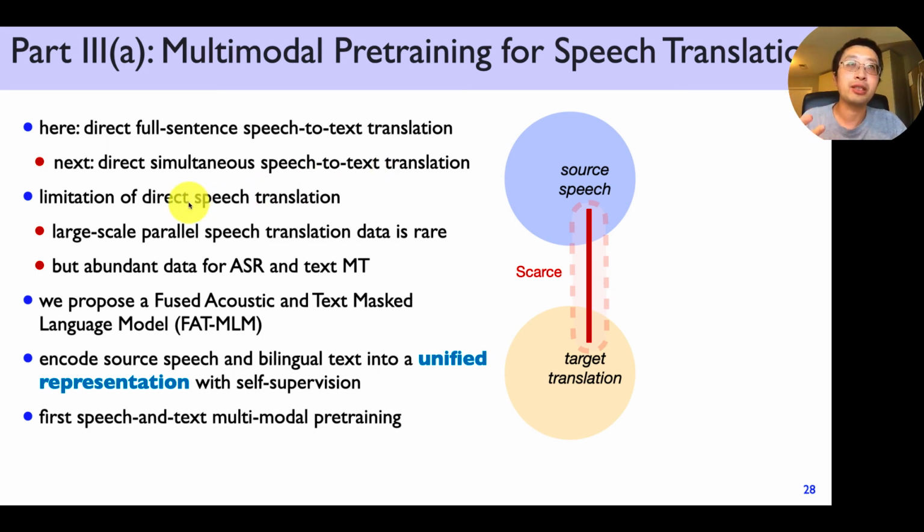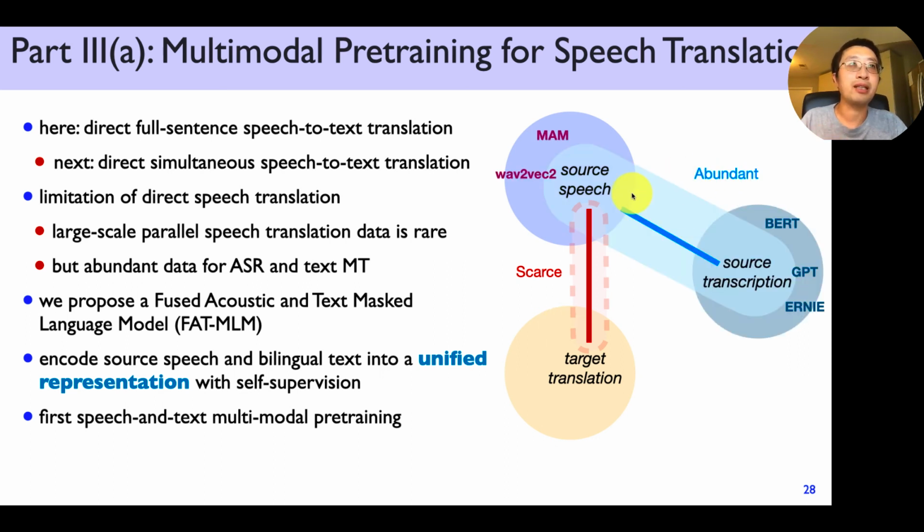The limitation of direct speech translation, even though it's a very hot problem right now, is that you lack large-scale parallel speech translation data. You don't have that much data of source speech and target translation, like source English speech and Chinese text, because it's unnatural. But you have lots of ASR data, English speech and English transcription, and MT data, English transcription and Chinese translation, right? So you have this triangulation thing, right?